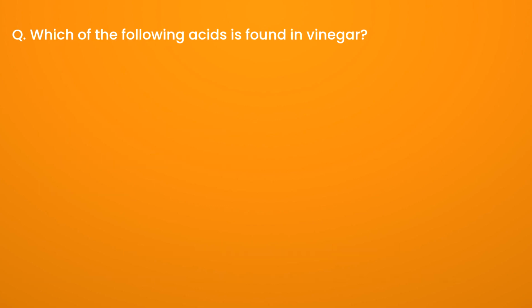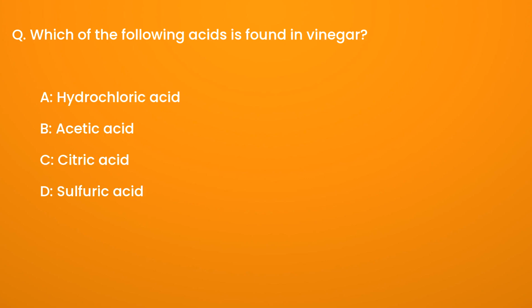Question: which of the following acids is found in vinegar? Option A, hydrochloric acid. Option B, acetic acid. Option C, citric acid. Option D, sulfuric acid. You have 5 seconds to answer the question.